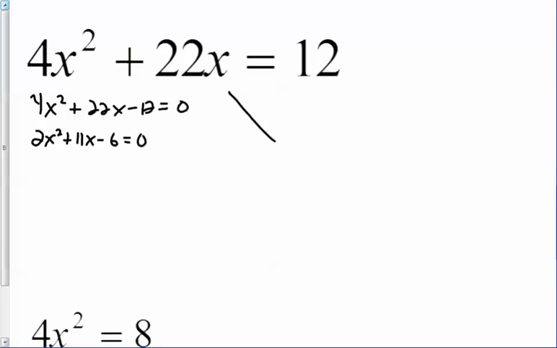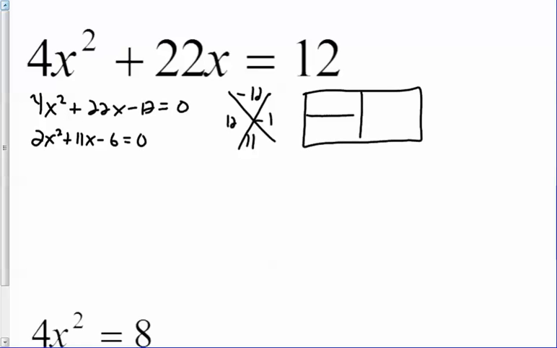So I'm going to do the x factor, a times c, which is negative 12, and b is positive 11. So what are my factors of negative 12 that add up to positive 11? That's right, it's 12 and negative 1. All right, so then I go ahead and do my little rectangle here, my magic rectangle. In the left corner, I put the 2x squared. In the lower right corner, I put the negative 6. And then here I'm going to put 12x and negative 1x.